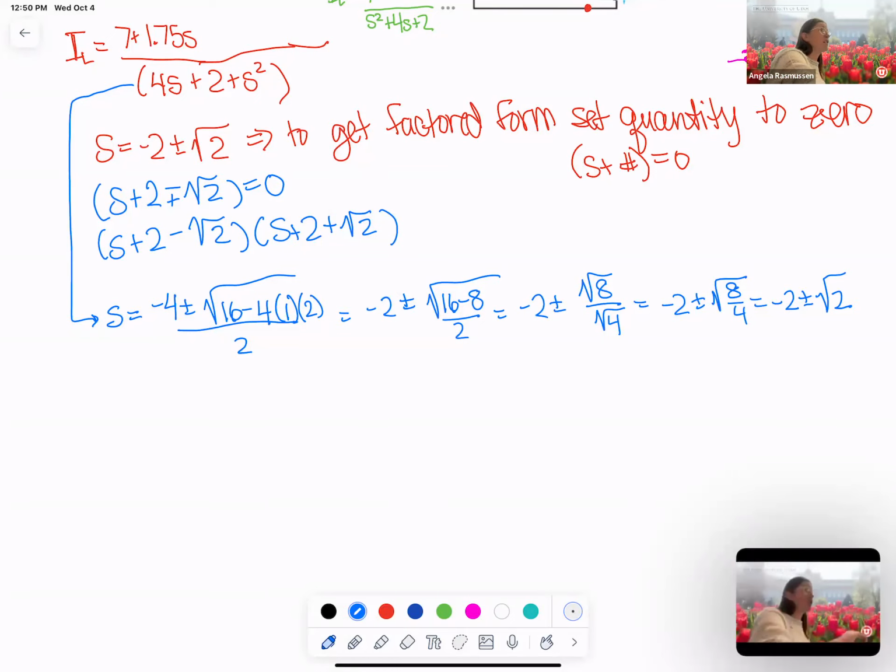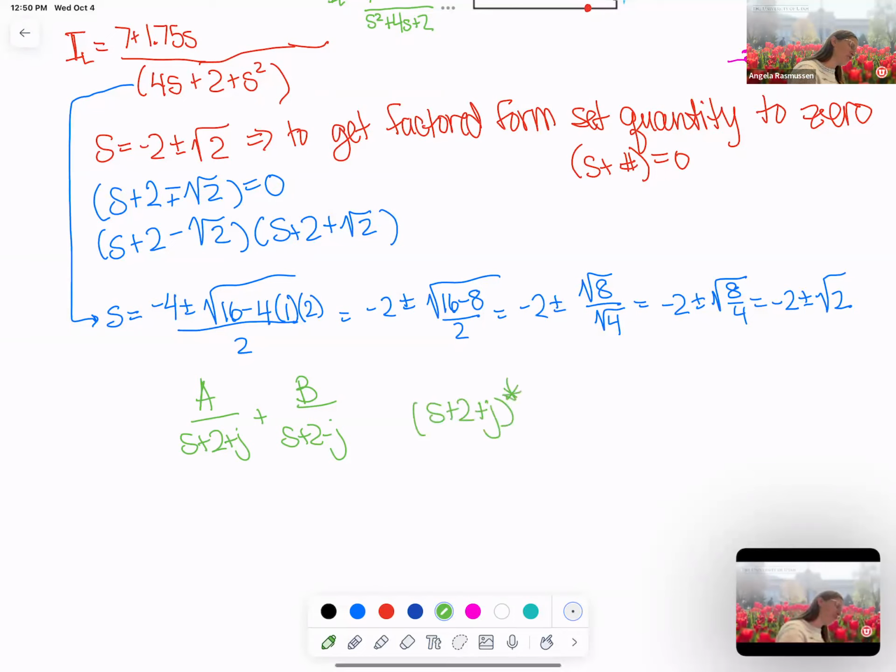If it's a complex conjugate on those, so only if you have like A over... those would be complex conjugates of each other. So s plus 2 plus j and its complex conjugate. When you have the term on the bottom that's a complex conjugate of the other, the numerator will be the complex conjugate of the other one. So you only have to find one, only in that case. So that's a separate case.